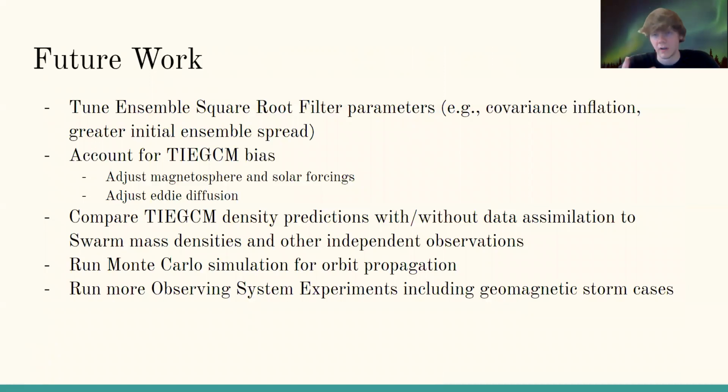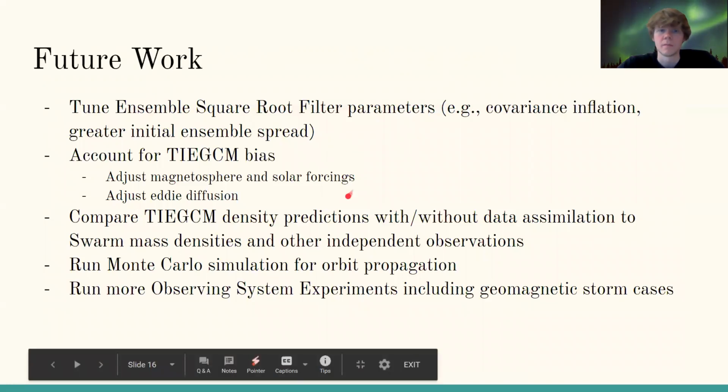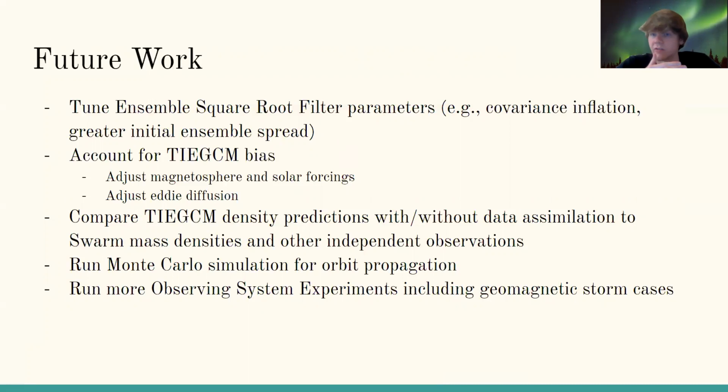Now, this brings me to my future work. As I just mentioned, tuning the filter and adjusting for this bias are really the 2 main components that I hope to work towards in the future. I hope to tune the filter better by inflating the covariance so that this ensemble spread of TIEGCM states doesn't become too compressed to never trust COSMIC2 observations. And as well, I hope to try to adjust the TIEGCM bias, as you saw with the large difference between neutral densities. And this can hopefully be addressed by adjusting the forcings that TIEGCM is input from the ionosphere and solar, and then also the eddy diffusion.